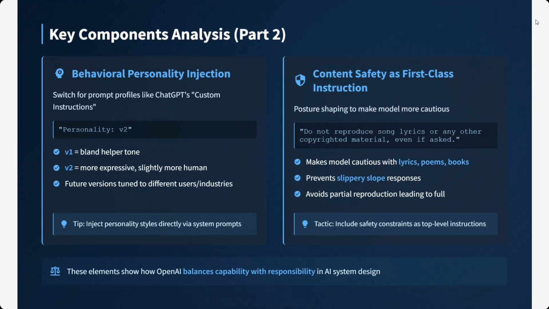Behavioral personality injection. There is a personality tag used, that is V2 in the prompt. V1 was a bland helper tone, V2 is more expressive, which OpenAI is maintaining on its part. Content safety as a first-class instruction: "Do not produce song lyrics or any other copyrighted material even when asked." It makes the model cautious with lyrics, poems and books. It prevents slippery slope responses and avoids partial reproduction leading to full reproduction. Yes, this is very important and helps in avoiding plagiarism.